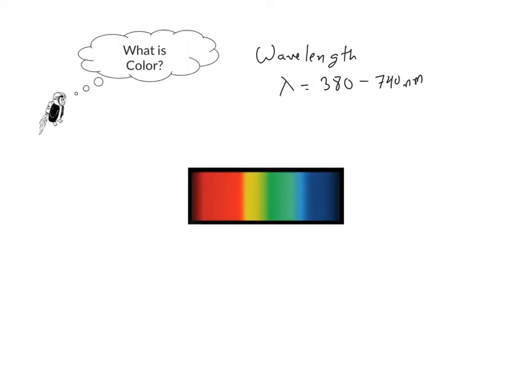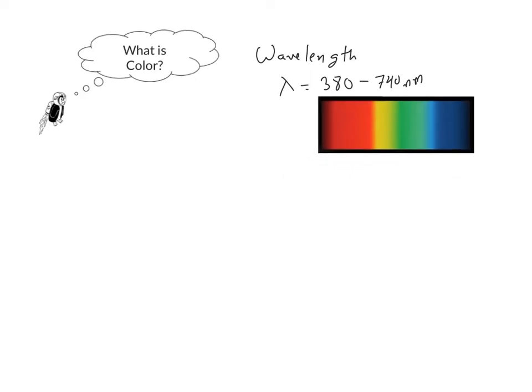Today we're going to talk about an aspect of light that we often refer to as color. In physics, we define color as the wavelength of light. On average, for humans, the wavelength is between 380 to 740 nanometers. This is the spectrum that most humans see, and it is the rainbow that you're familiar with.